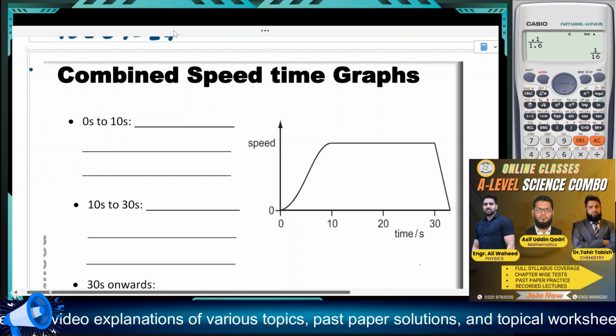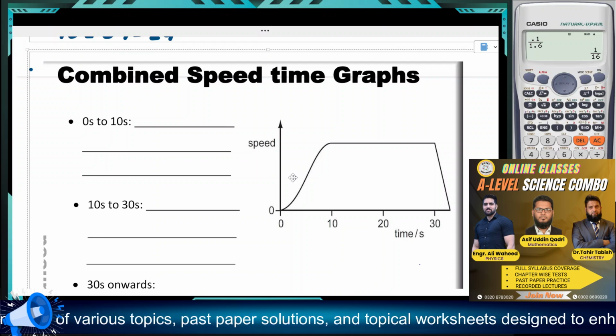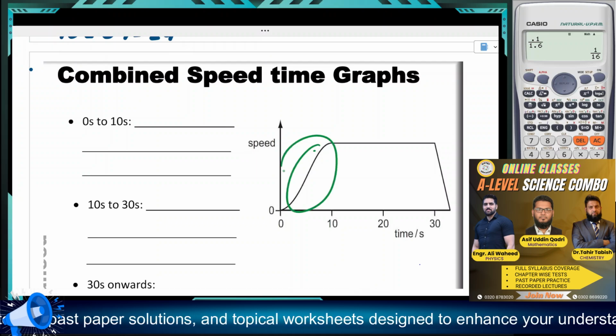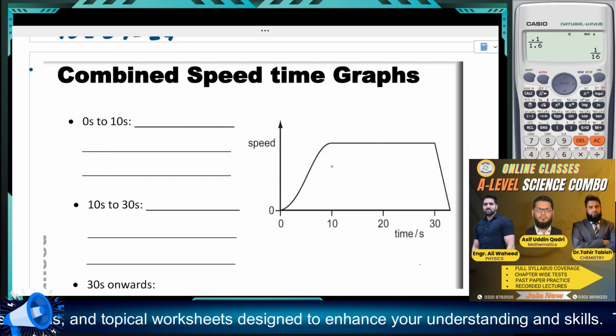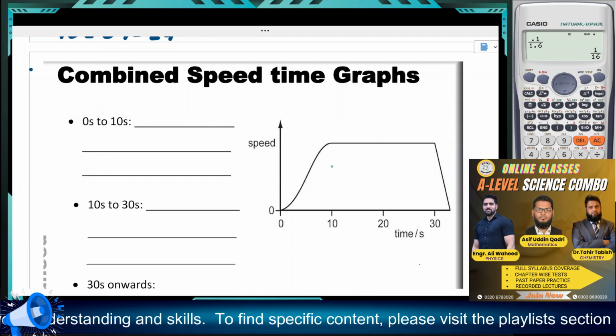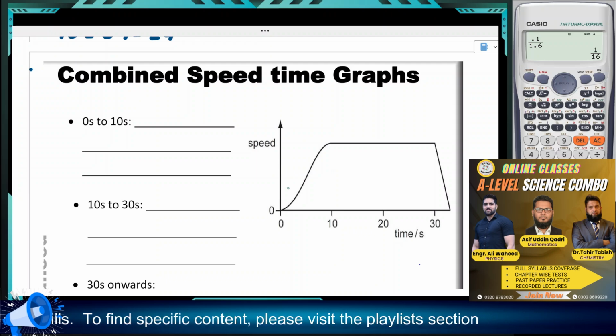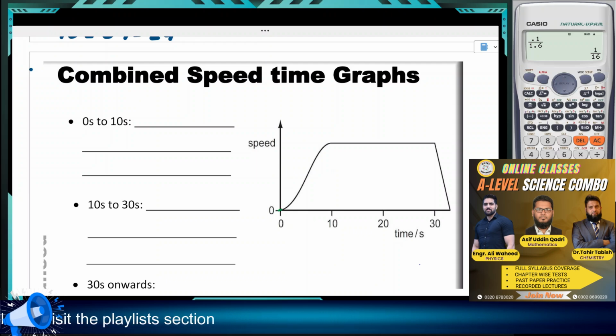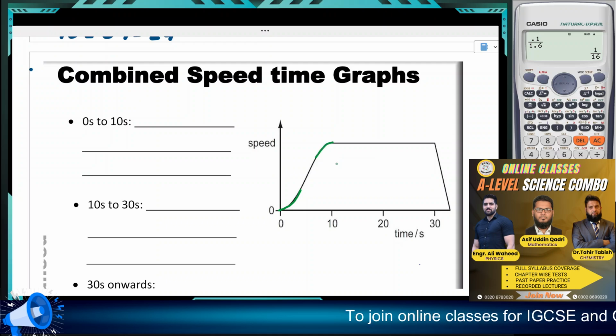So let's talk about the first 10 seconds in this interval. This is a tricky one because basically you have two kinds of curves in the first 10 seconds. First, the curve increases, it gets steeper, and then towards the end, the curve decreases, it gets more and more horizontal.